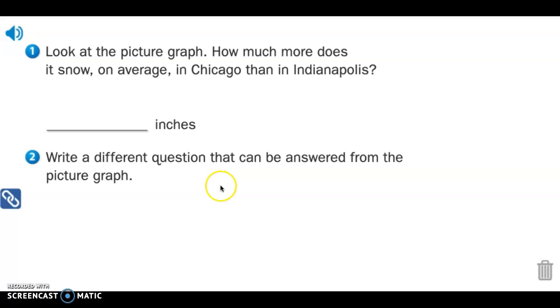Then it says, write a different question that can be answered from the graph. So you use the graph and you come up with a question. Maybe to find the difference. Maybe which one's the greatest, which one's the smallest, which one has the same. Who has more if I add 2 of them? Come up with one that can be answered if I look at that picture graph.